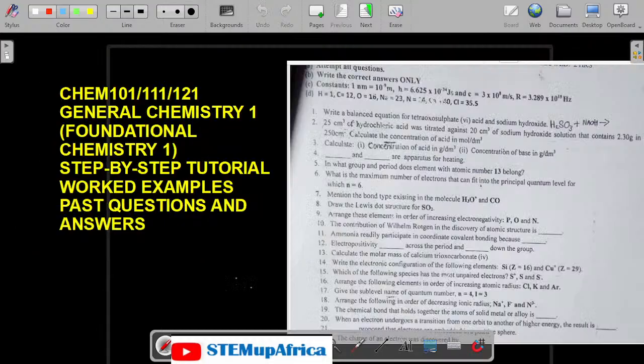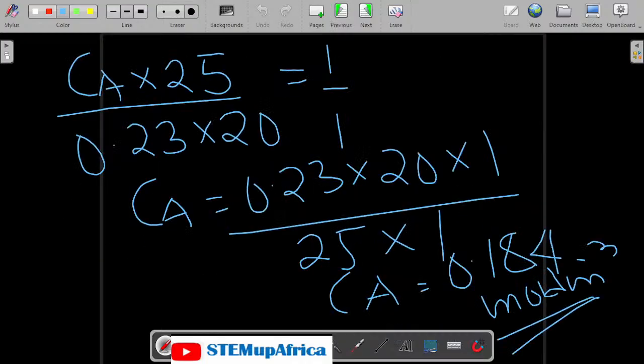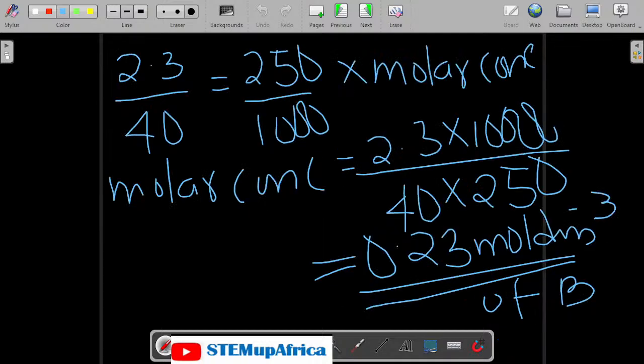We also have to calculate the concentration of the base in grams per dm cube. That means it's also the mass concentration of the base. So how do we do that? The same formula, mass concentration is molar concentration times molar mass. So let's go back and find the molar concentration of the base. We've got that already. The molar concentration of the base was 0.23. So let's use it to find our mass concentration. And the molar mass of the base is already 40.